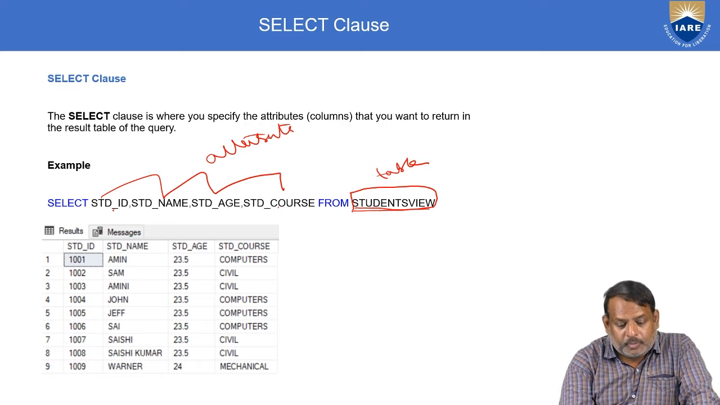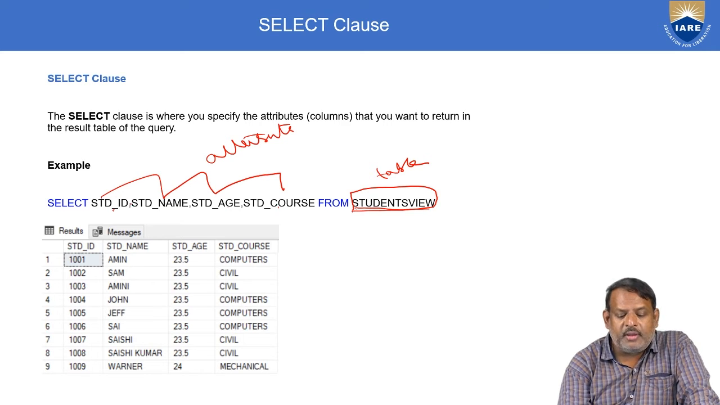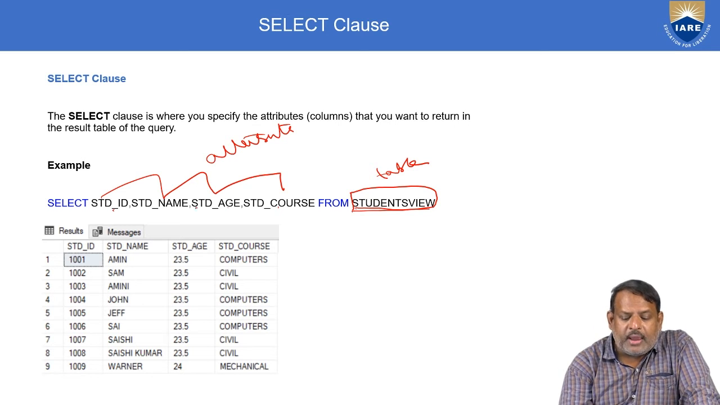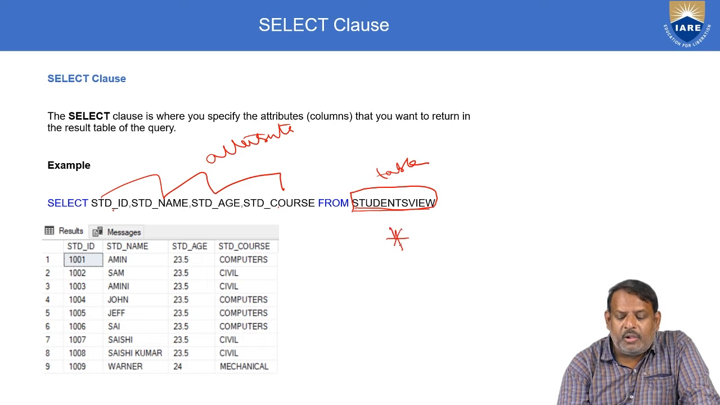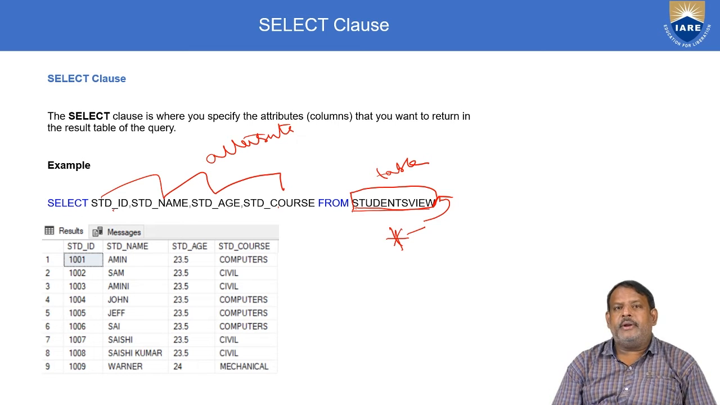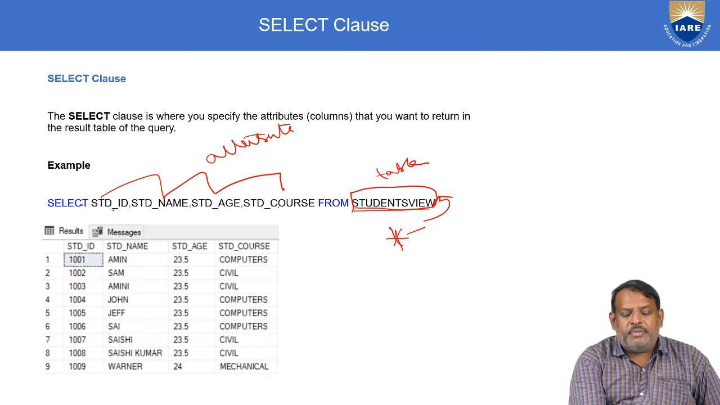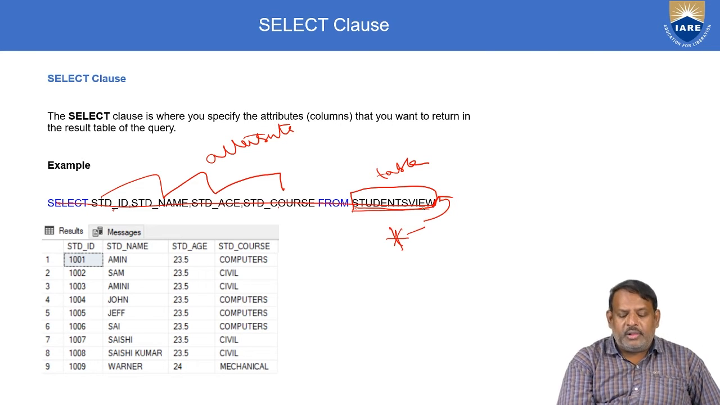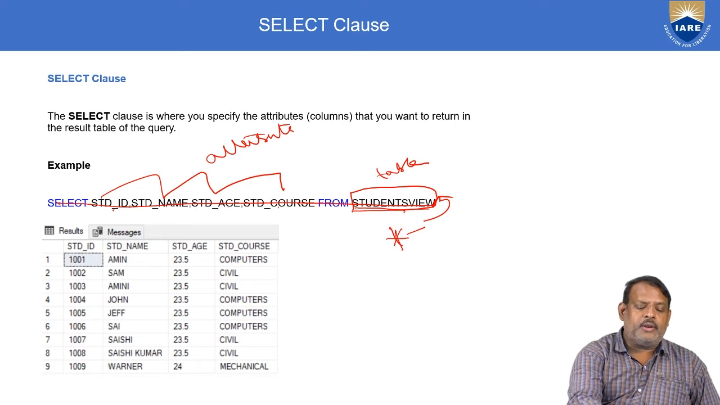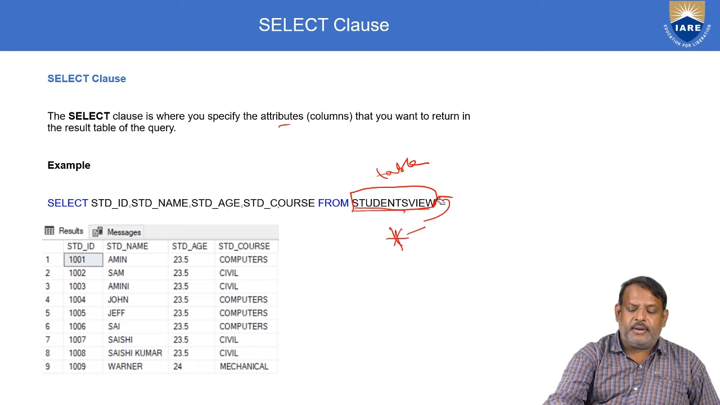I'm saying I need these following attributes: 1, 2, 3, 4. If I don't give column names here, I can also give a star, which means all the columns from the student table will be displayed. When this statement is executed, all the data coming from the student table will be displayed back to the user. This is the select statement.